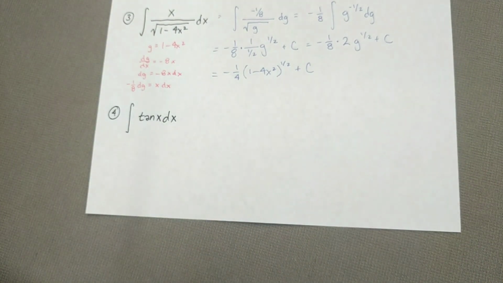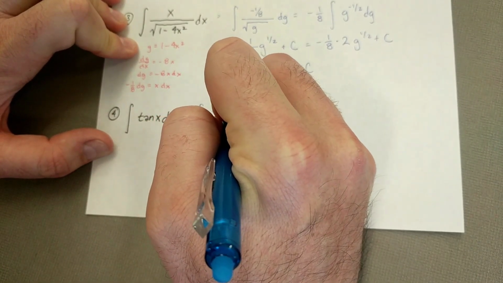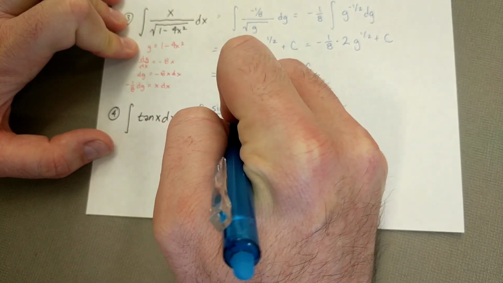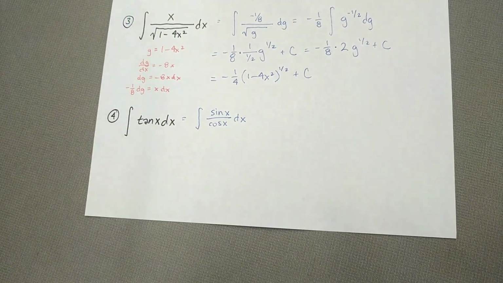This one's sneaky because it's like, what's the inside function? And I don't see its derivative. It's just a single thing. Well, that's because we haven't thought about other ways to write this. So tangent, of course, is equivalent to sine of x over cosine of x. All right. And so now we can see that there is some function and its derivative.